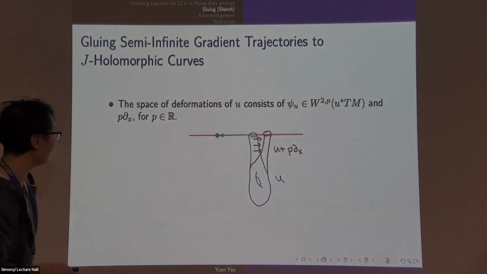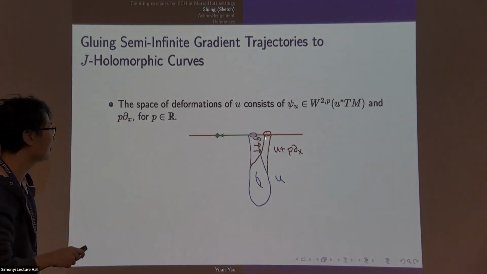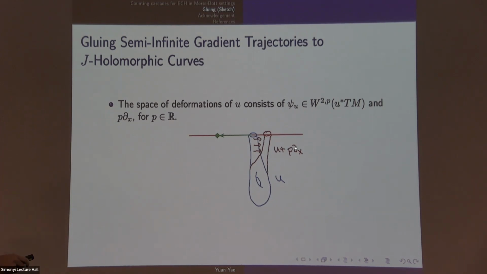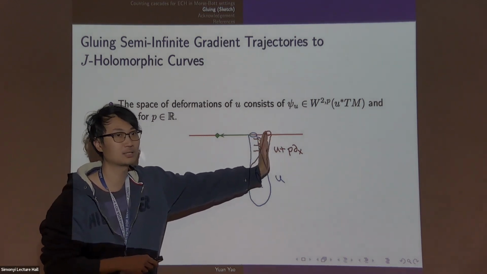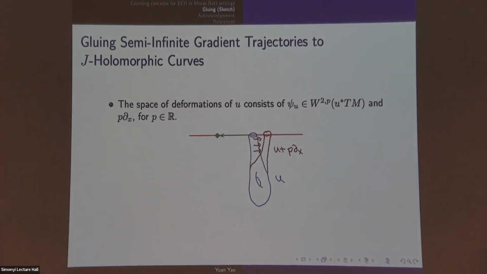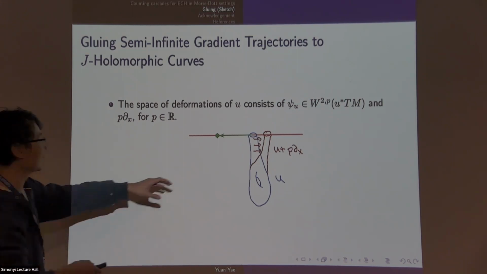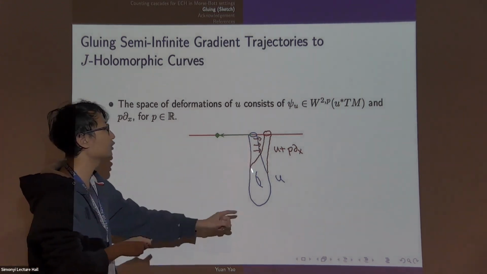If you have, this blue is u, and u plus p dx is asymptotically shifting this neck horizontally. P can also be negative. So your space of deformations consists of two kinds of deformations. One is psi of u, the other is this asymptotically constant vector field. Does that make sense? Is psi of u asymptotically constant? No, psi of u is in W2P. So that's like moving the entire thing? No, psi of u is asymptotically zero. Oh, right. Okay.